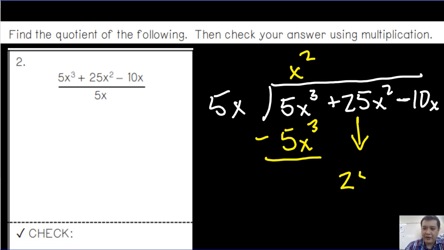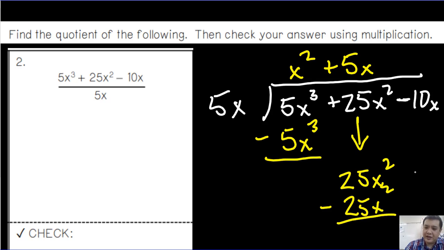We get 25x squared. What do we have to multiply 5x by to get 25x squared? Well, that is 5x. So that's 5x times 5x, which is 25x squared. Subtract that out. We get again 0. Bring down the next one.